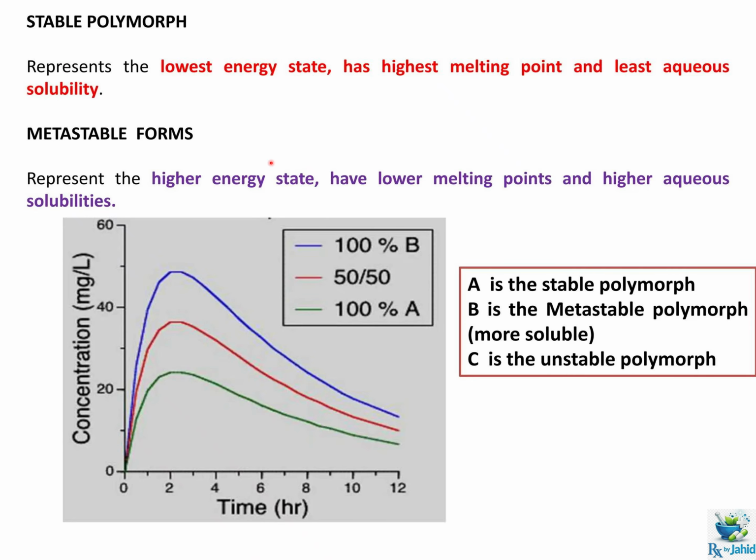So stable, metastable polymorph we have already discussed. If we focus on the graph, we can find out that A is the stable polymorph. Here is the A, the lower one, but the stable polymorph will hardly participate in dissolution or absorption. That's why its blood concentration is lower. In case of B, if we use 100% B, the metastable is the more soluble form because of its lower melting point and higher aqueous solubility, and C is the unstable polymorph, which would be between these two.